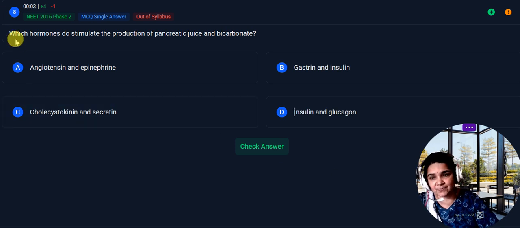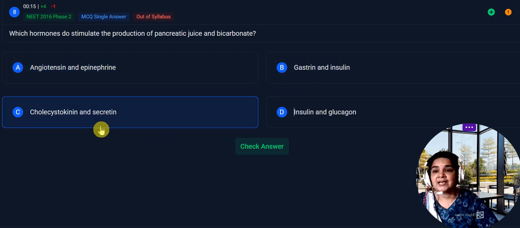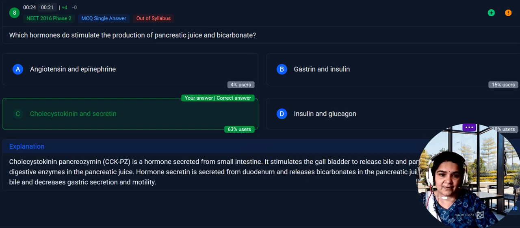So now let us see the next question. Which hormones stimulate the production of pancreatic juice and bicarbonate? Angiotensin and epinephrine, gastrin and insulin, cholecystokinin and secretin, insulin and glucagon. So the correct option is cholecystokinin and secretin.